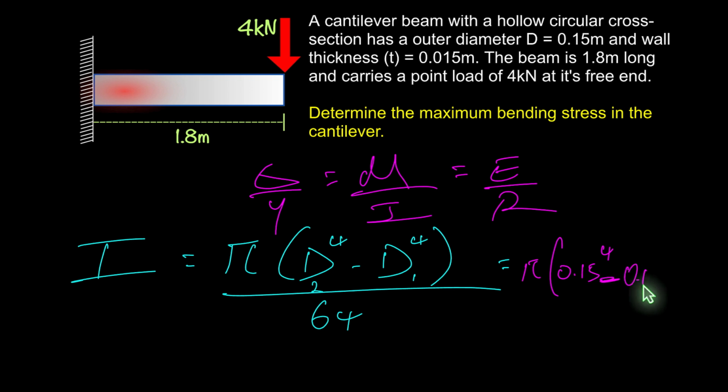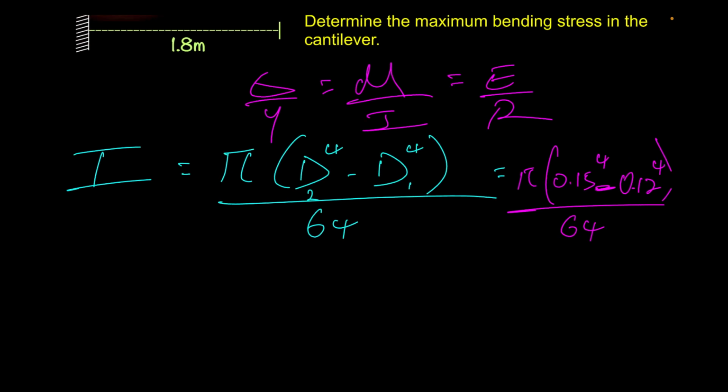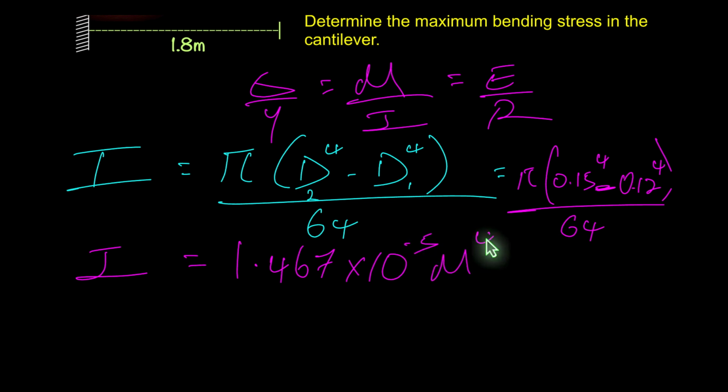So 0.12 to the power of 4, and all over 64. So what we get here for our second moment of area is 1.467 times 10 to the negative 5, and our unit is meters to the 4th power.